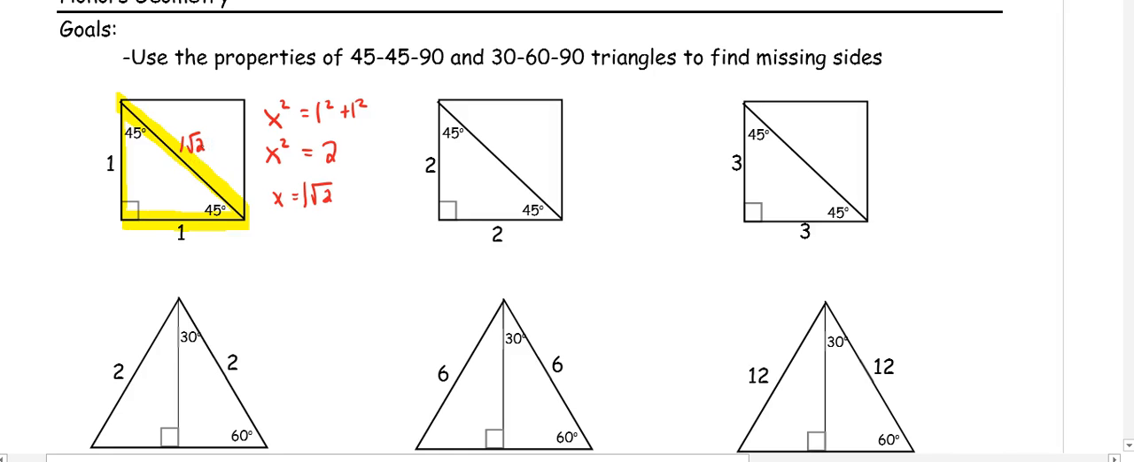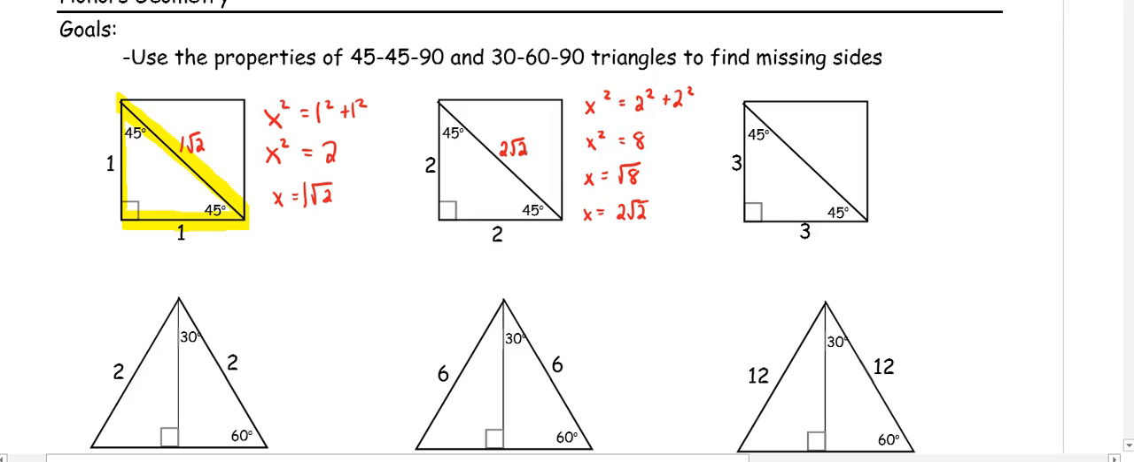In the next triangle, when I go to look for the hypotenuse, I would have x squared equals 2 squared plus 2 squared. So we get x squared equals 8. When I take the square root, I get x equals the square root of 8, which simplifies to 2 root 2.